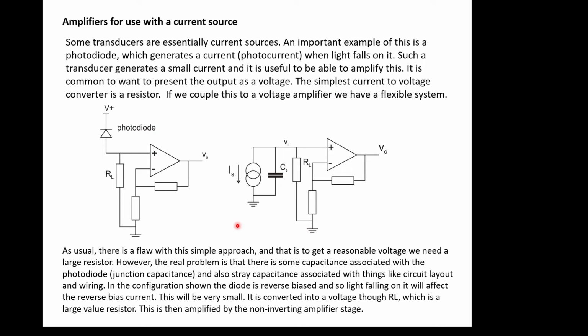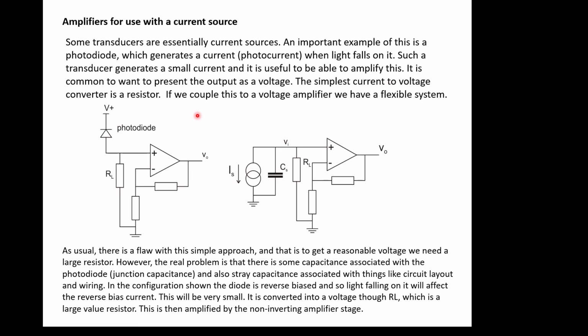So, amplifiers for use as a current source. Now this is where it starts to get a bit more interesting. Some transducers are essentially current sources. An important example of this is a photodiode, which generates a current, which we call a photocurrent, when light falls on it. Fundamentally it's a current that's generated. We can turn it into a voltage, but it's the current that we're interested in. We would like to amplify that, and normally we would want to present the output as a voltage, so we need some kind of current to voltage converter, and the simplest current to voltage converter is a resistor.